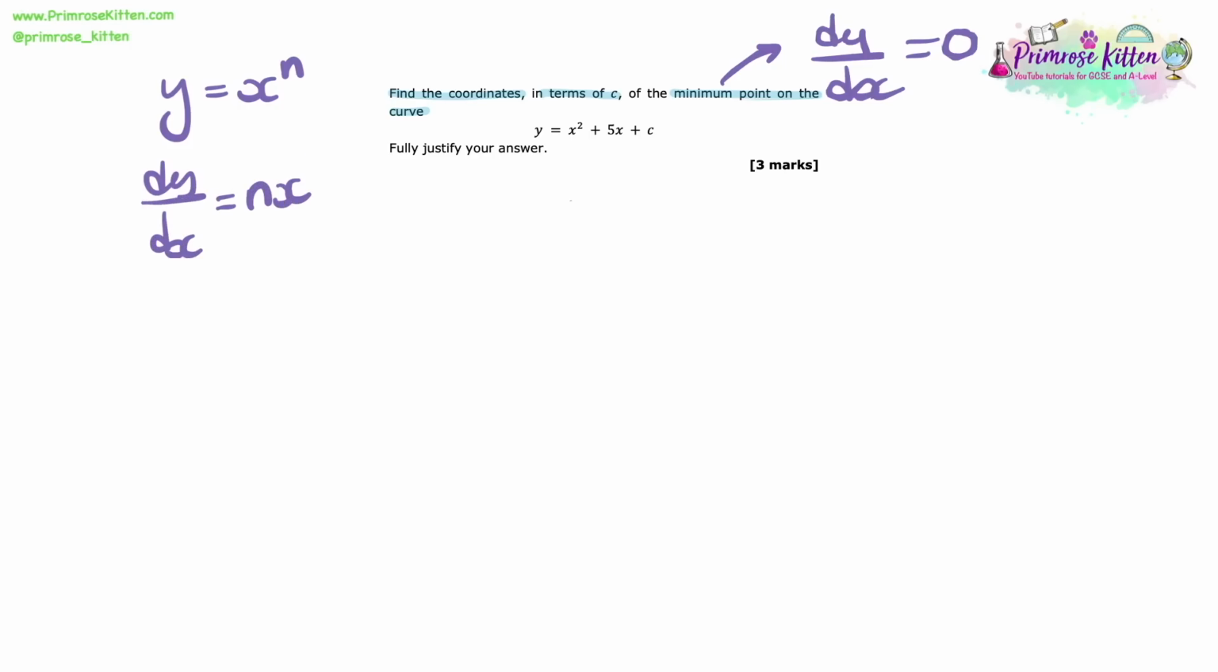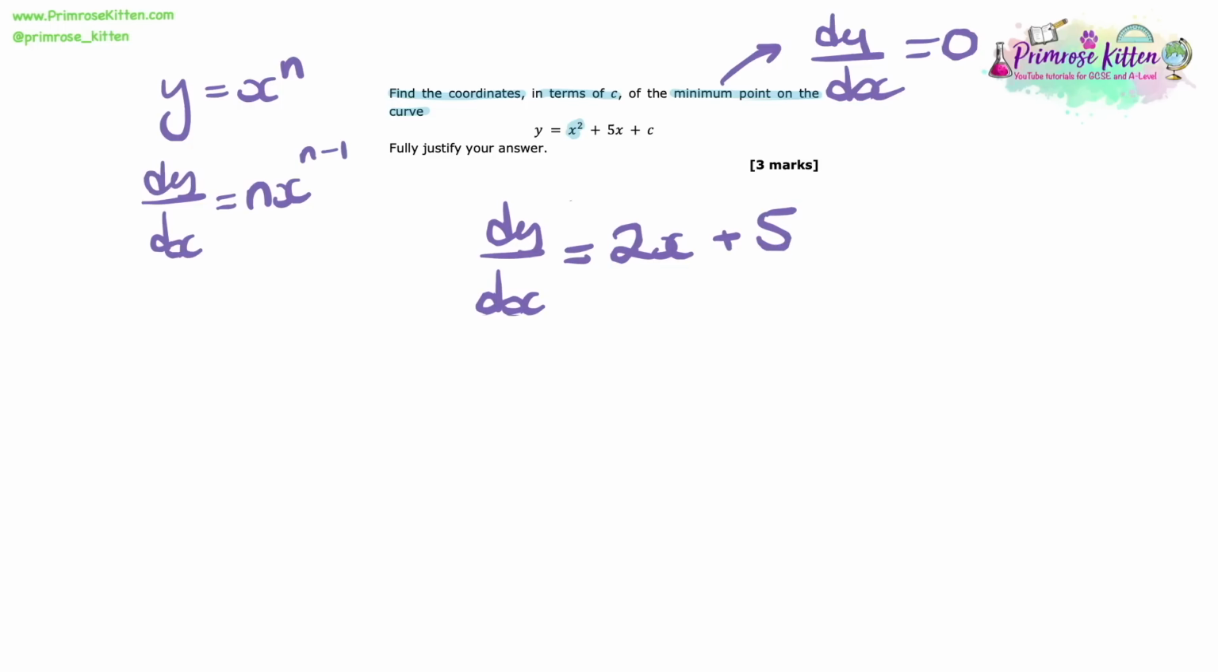If we have something of the form y equals x to the n, then to differentiate we multiply through by the power and then subtract 1 from the power. So dy dx is n x to the n minus 1. Let's do that here. If we start with x squared, the power is 2, so let's multiply through by that power, and then subtract 1 from the power, and 2 minus 1 is just going to give us the power of 1. So here we get just 2x.